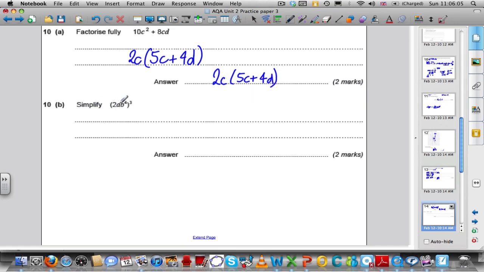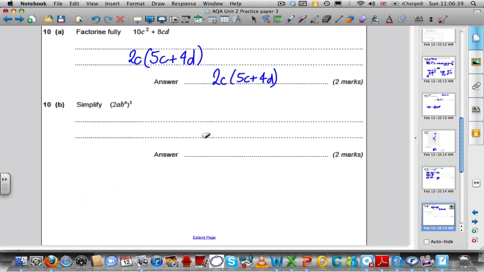Simplify 2ab to the 4 all to the power of 3. Now just note here, I'm just going to write something down here, what students might go wrong on. They know the power of the power. They might say 2ab to the 4 to the power of 3. They say the power of the power rule means 2ab to the 4 times 3, which is 12, and they leave their answer at that. That's not right. The brackets here are telling you that everything, not just the b to the 4, has to be raised to the power of 3.